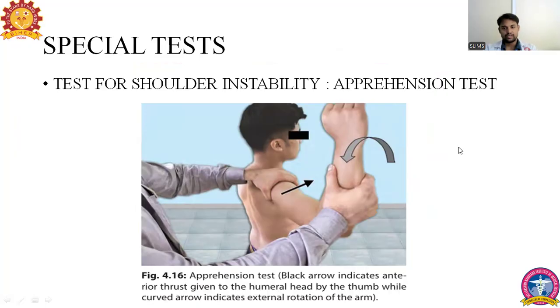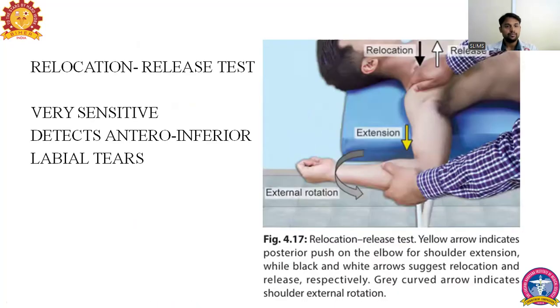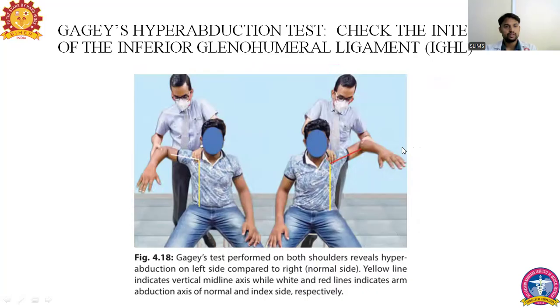One test is the apprehension test. In the apprehension test, we need to make the patient supine or lie down, and you should stabilize the shoulder joint with one hand and do the external rotation with the other hand. If there is an instability in the shoulder joint, the patient will apprehend, with the fear that it is going to dislocate. So that is the apprehension. If it is there, it's apprehension positive. And this test you can do supine also.